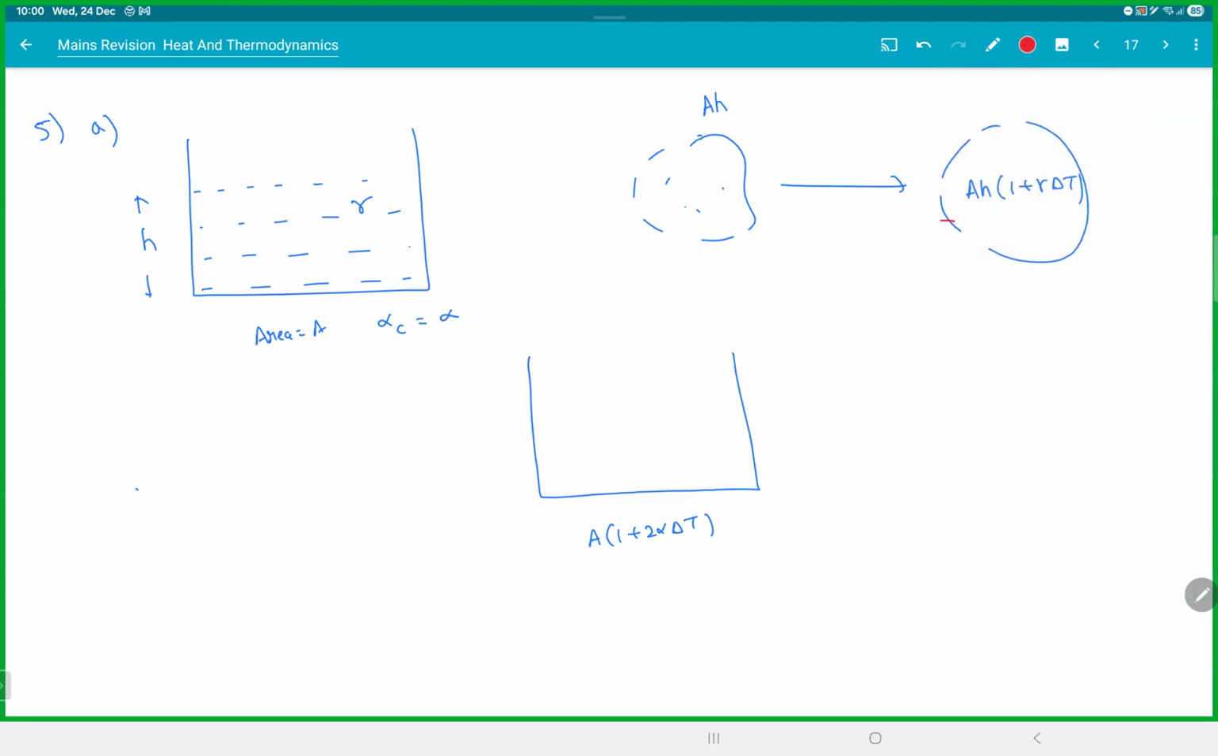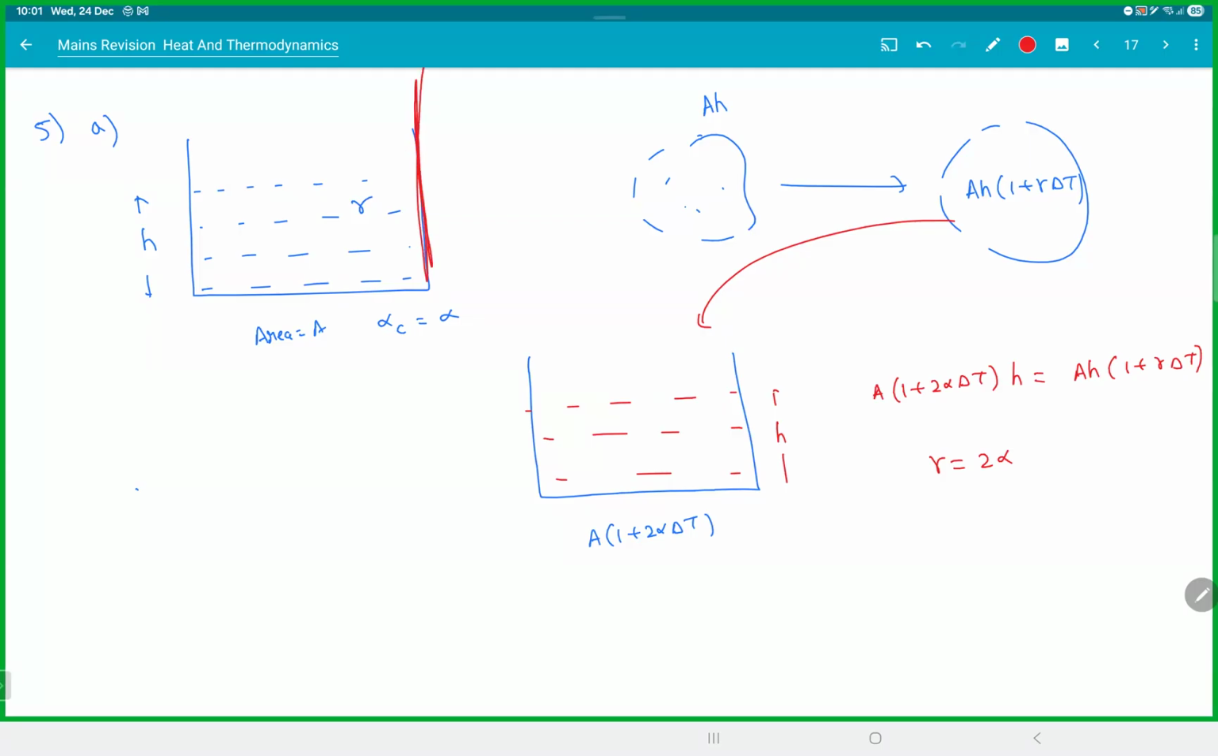Now you're going to take this water and dump it in the container, and you're saying the height must remain the same. So A into 1 plus 2 alpha delta T into H must be equal to A into H into 1 plus gamma delta T. You can clearly see gamma is 2 alpha.